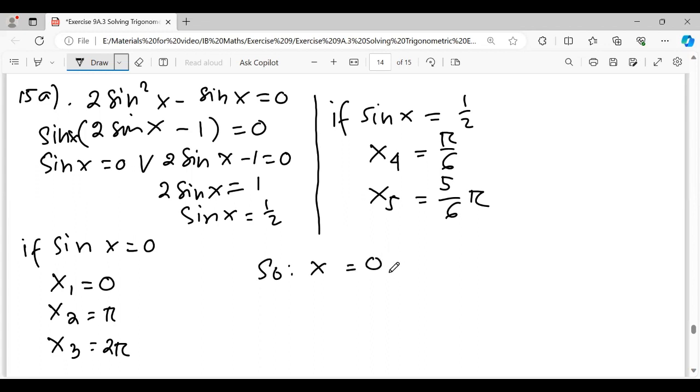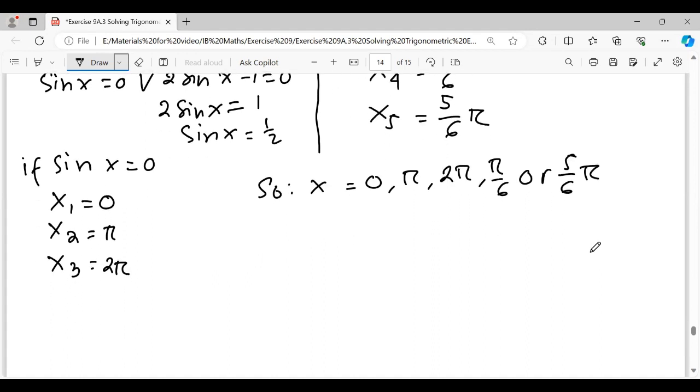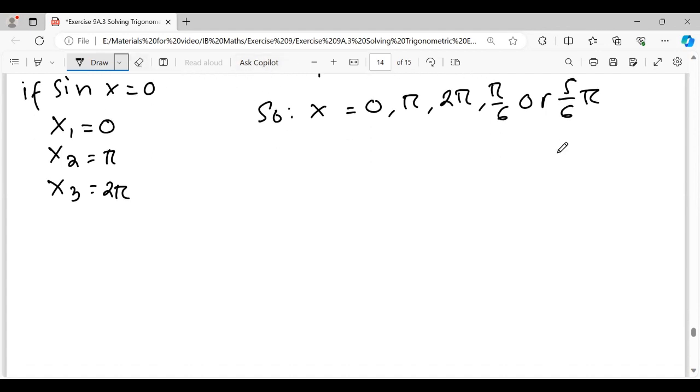So x are 0, pi over 6, 5 pi over 6, pi, or 2 pi. Let me order these x: it's supposed to be 0, pi over 6, 5 pi over 6, and then 2 pi. It's supposed to be like that.